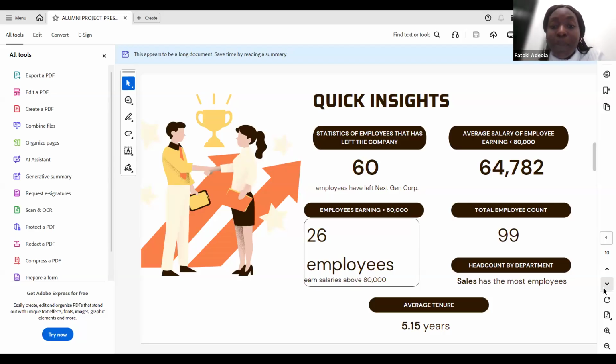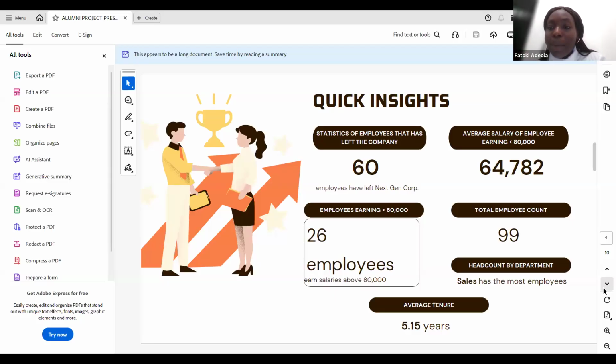Then we also considered employees earning above 80,000. We're able to see that 26 employees are earning above 80,000. So this might be the favorite of the bosses. Who knows? It might also be for different reasons, probably their performance, maybe they have outperformed other staff as well.